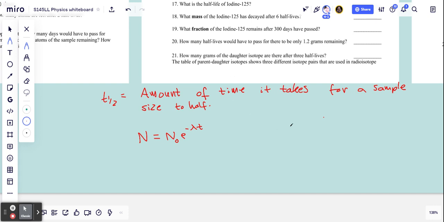Now we also know that the activity, which we can call A, as in how much radiation is given off, is directly proportional to the amount of atoms that are there. So equating that, you can say that the activity of a sample is equal to the original activity, A naught, multiplied by e to the minus lambda t.